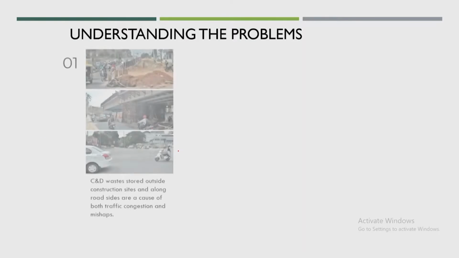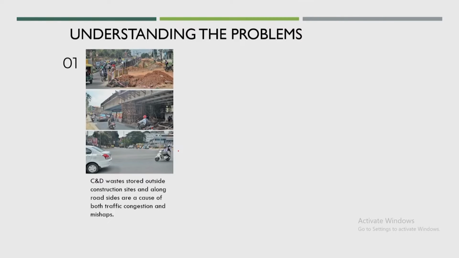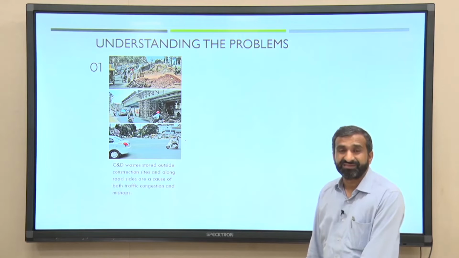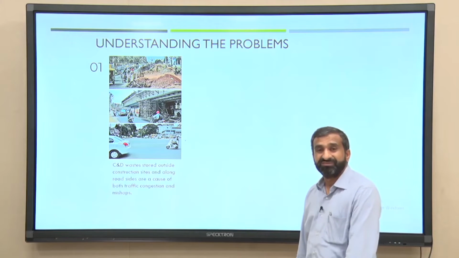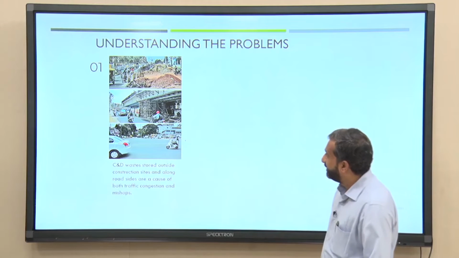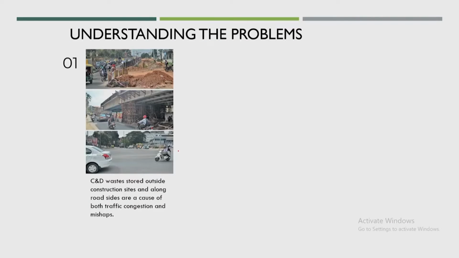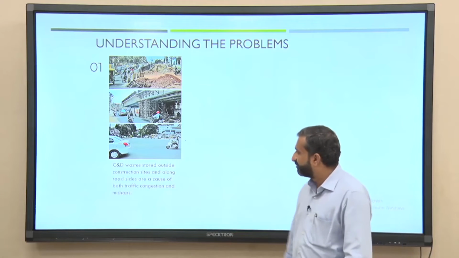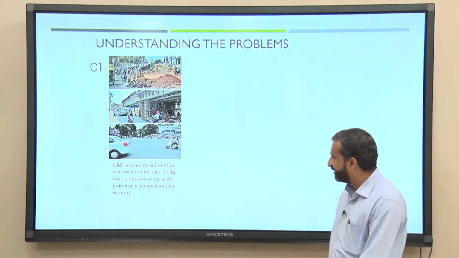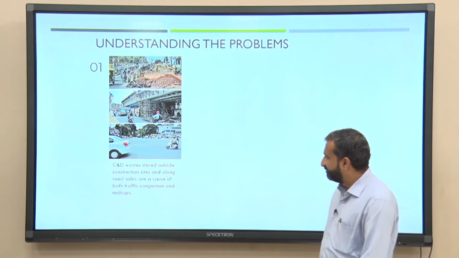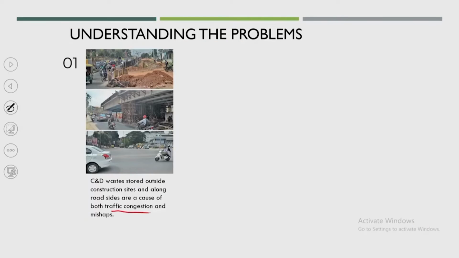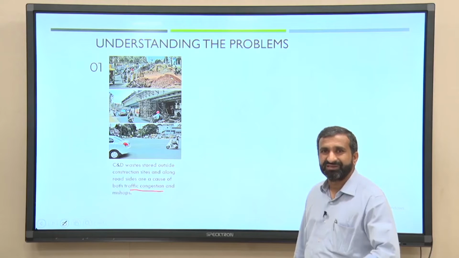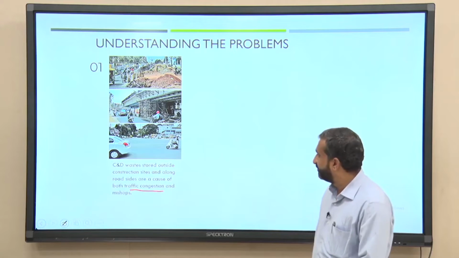Okay. Now, understanding the problem is very important. First we need to understand why C&D waste is becoming a major issue in our urban areas. You can see some photographs here: the C&D waste stored outside the construction site. If you visit any construction area in your own city, you will normally see construction and demolition waste stored outside the construction site and along the roadsides. The major problem is traffic congestion, and this is a major problem. It even closes the drains many times, as you see here.